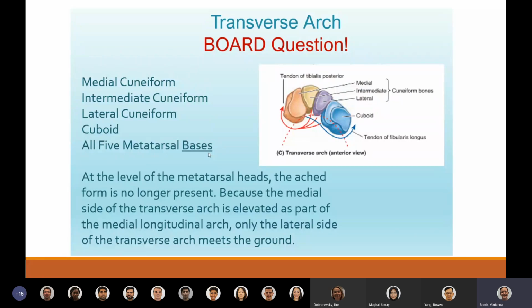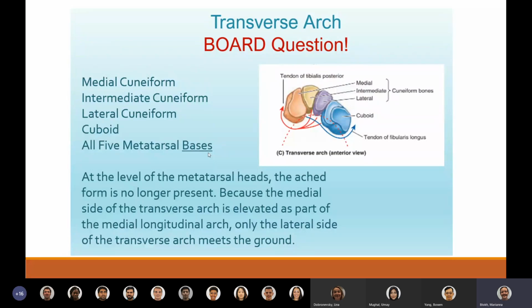Why bases? Because at the level of the metatarsal heads, distally, the arched form transversely is no longer present. Because the medial side of the transverse arch is elevated as part of the medial longitudinal arch, only the lateral side of the transverse arch meets the ground.